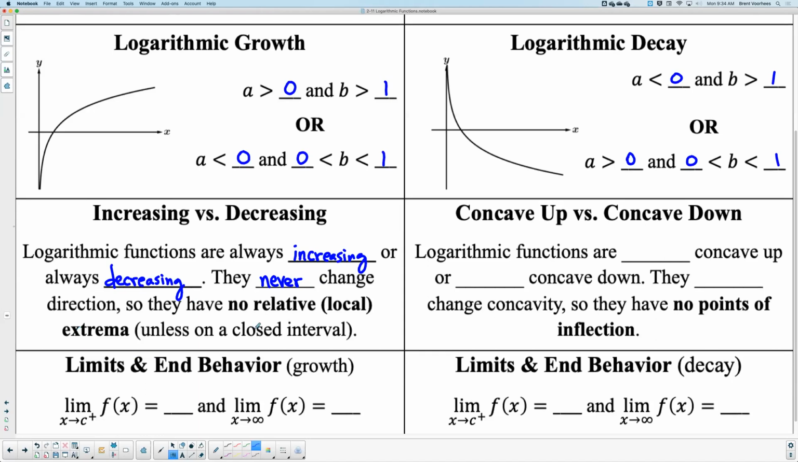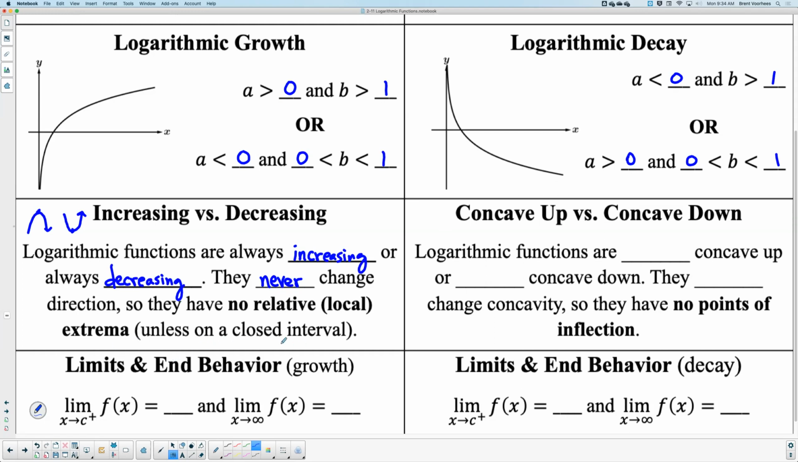So they have no relative local extrema. What did extrema mean? That was a big word that we learned in Unit 1. Maximums or minimums. A maximum is like the top of a hill. To have a maximum, you'd have to change direction. Or if you wanted a minimum, you'd have to change direction from decreasing to increasing. Since we don't have any change of direction, there's never any extrema.